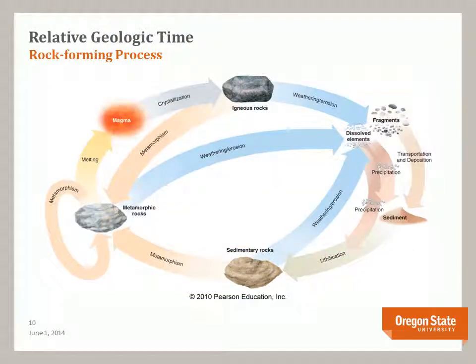Let's start by looking at different rock forming processes. This is a diagram from your book, and it shows how the different rock types go through various rock forming processes within this cycle. For this discussion, what's important is that all three rock types can go through processes when they're at the surface of weathering or erosion, which produces either dissolved elements or fragments. That's emphasized in this slide, where the three rock types can be impacted by these processes.